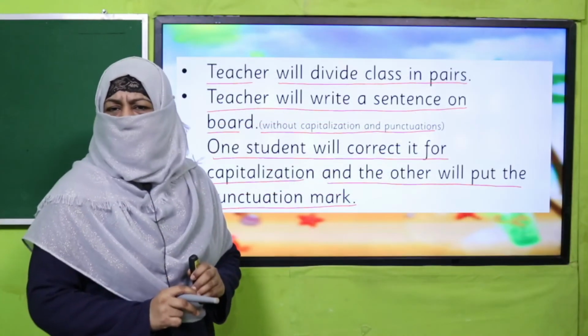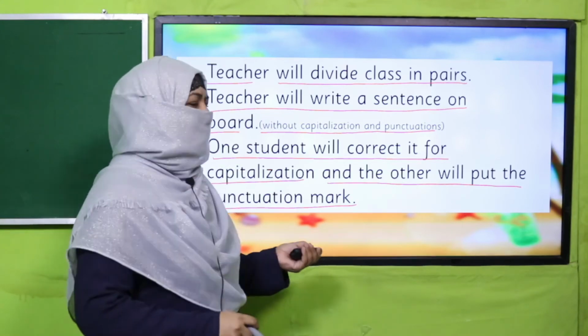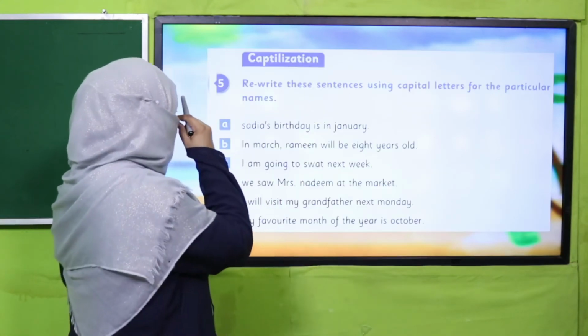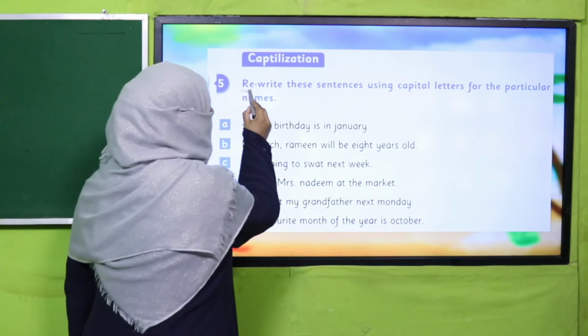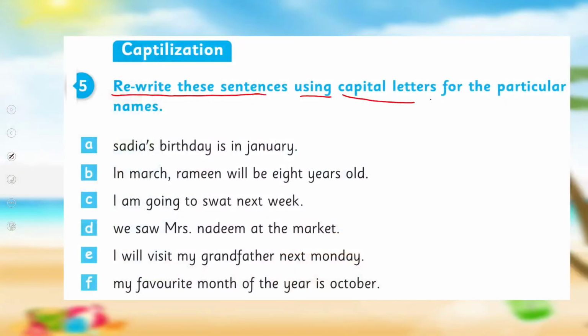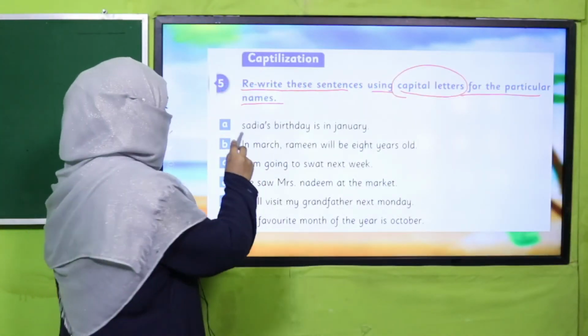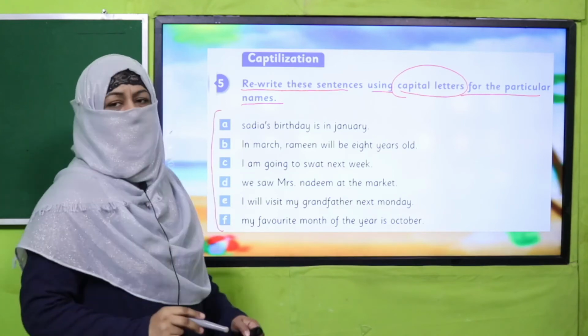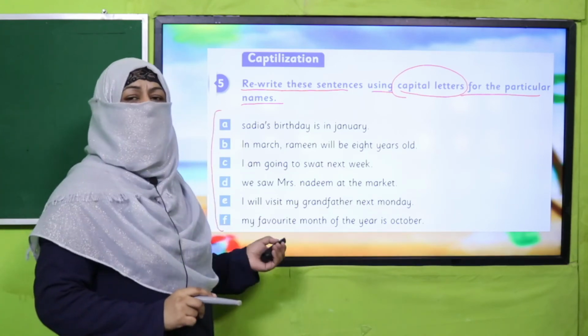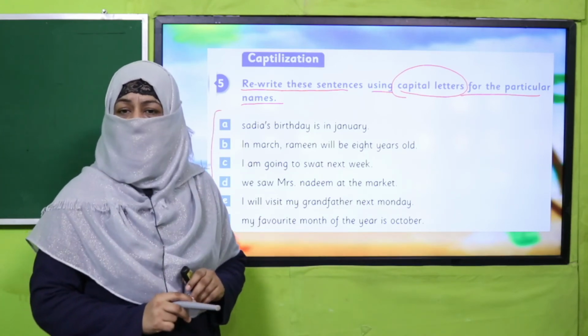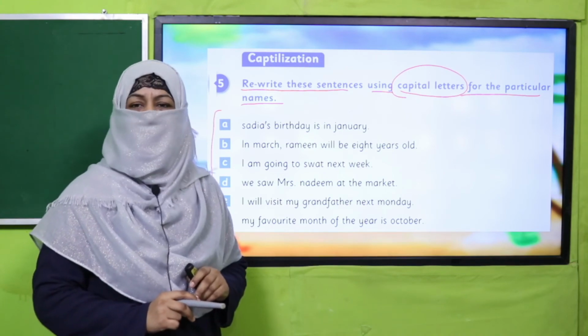Yes, my dear students, are you done with it? Good job. You are smart. Now let's practice it from your book. What you have to do, rewrite these sentences using capital letters for the particular names. Okay. So you know, I have taught you 2 rules of capitalization, you have to apply them on these sentences. So pause the video, rewrite these sentences with correct capitalization in your notebook, and then come back.